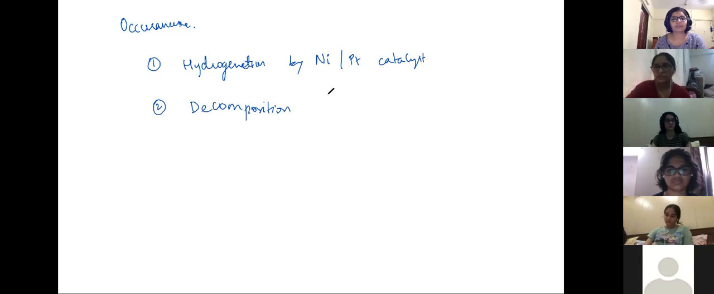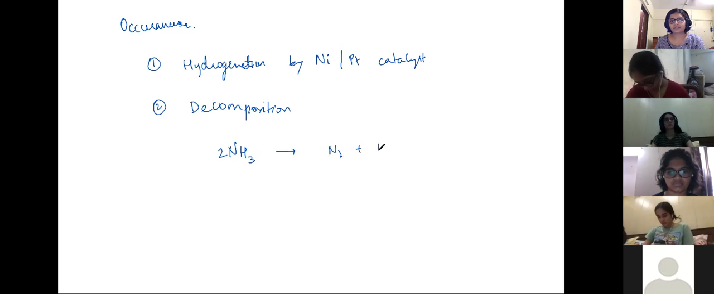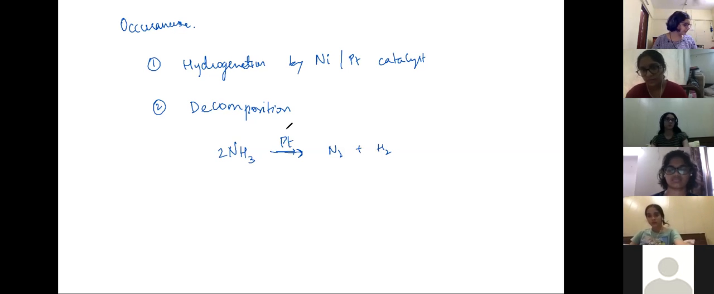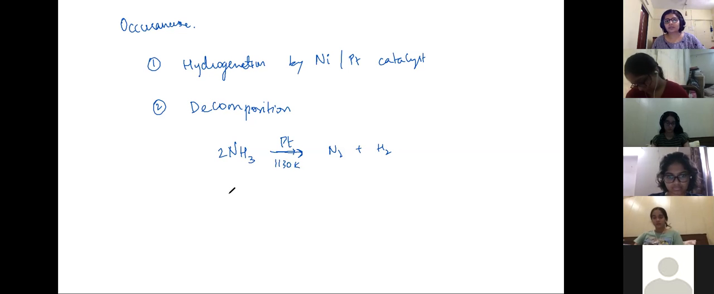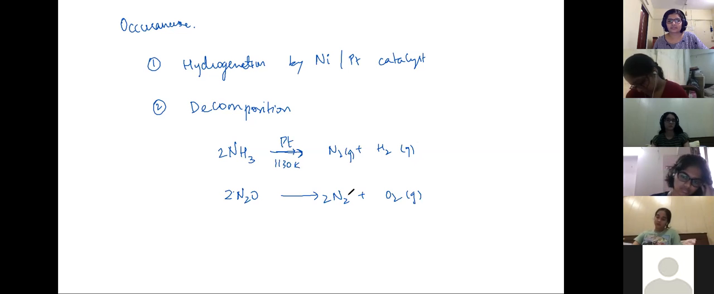Okay. So thermal decomposition of ammonia. So 2NH3 gives N2 plus 3H2. This takes place on a catalyst, I think platinum catalyst only. I'll just have to refer quickly. Yeah, platinum catalyst at a very high temperature, 1130 Kelvin. And then we've got decomposition of nitrous oxide, laughing gas. So 2N2O gives 2N2 plus O2. So these are all examples of zero order reactions.